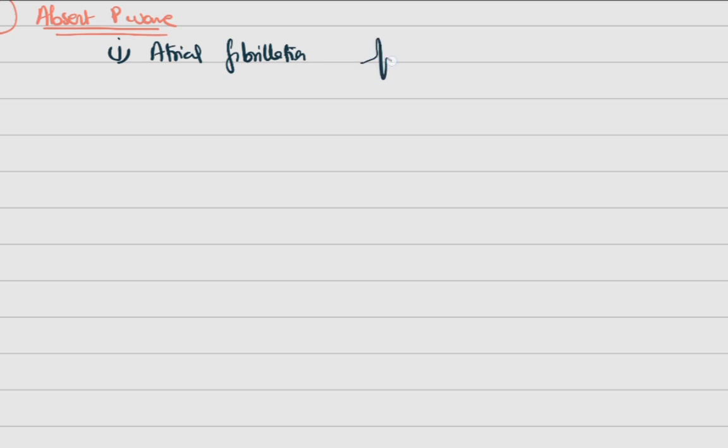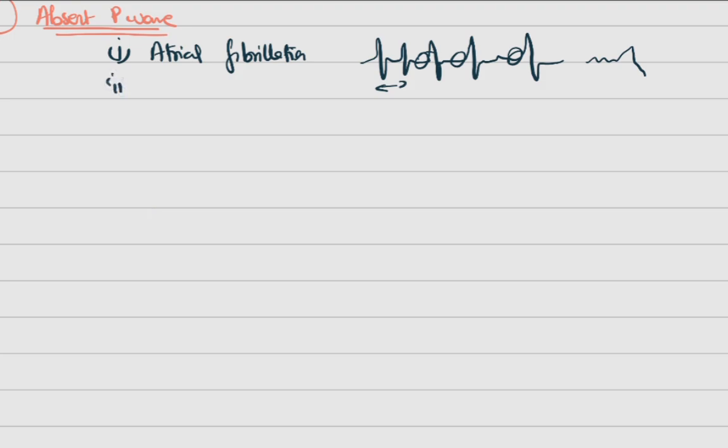There will be an ECG like this. So the RR interval will be variable. There will be no identifiable P wave, or in fact there could be fibrillary waves. So all these things are causes for absent P wave. Atrial fibrillation is one of the most important reasons for an absent P wave.